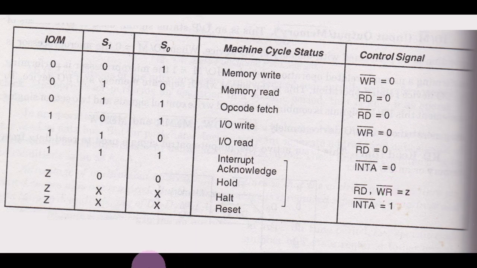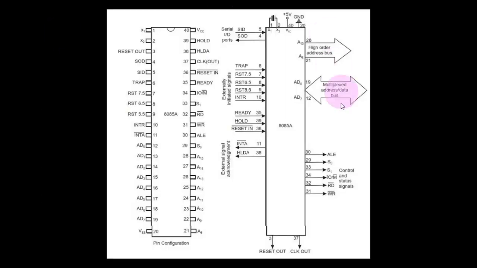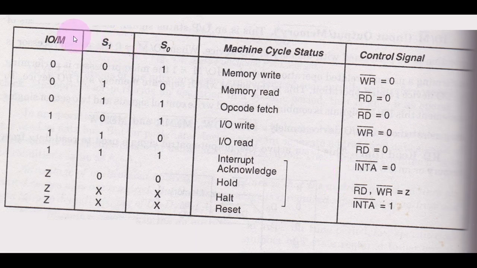So here, we have already talked about S0, S1 being 00, 01, 10 or 11. Now if you combine them with the IO/M signal, then you can simply see the memory write operation. Oh sorry, this is not M. This is IO slash M bar. This is not typed properly, because IO slash M bar is the signal that we have seen here, I mean this pin IO slash M bar. So please read it that way.